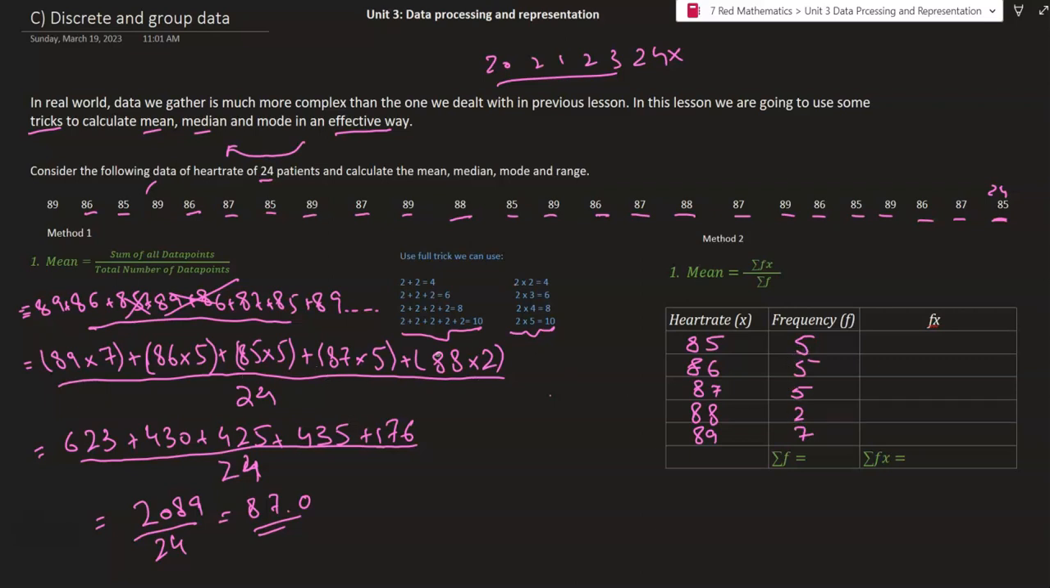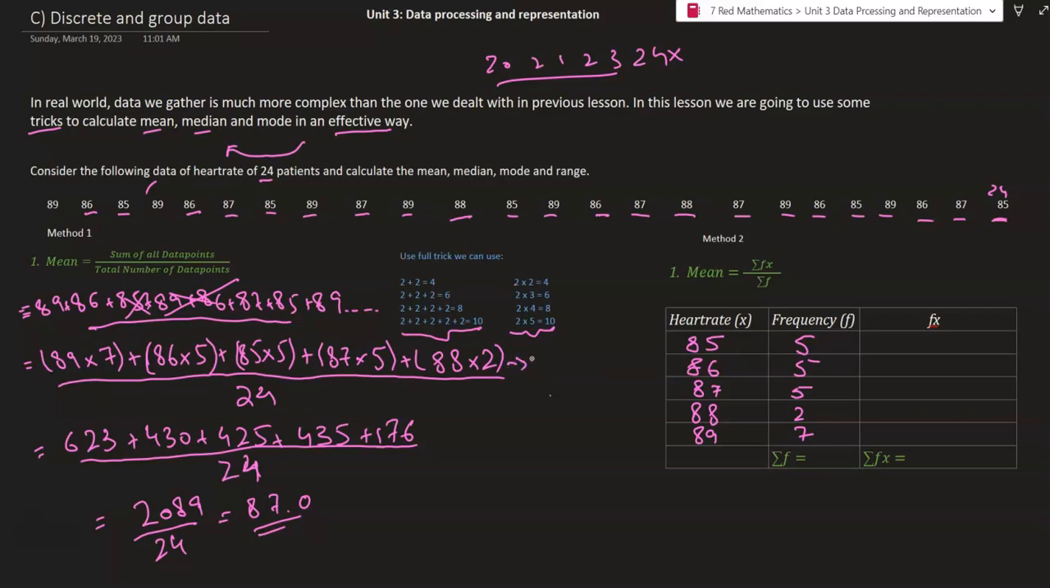If you look at it, these values are similar to these values, and the frequency is the same. So the frequency of 89 is 7, the frequency of 86 is 5, the frequency of 85 is 5, the frequency of 87 is 5, and the frequency of 88 is 2. So all of this matches this table. These are the first 2 steps.